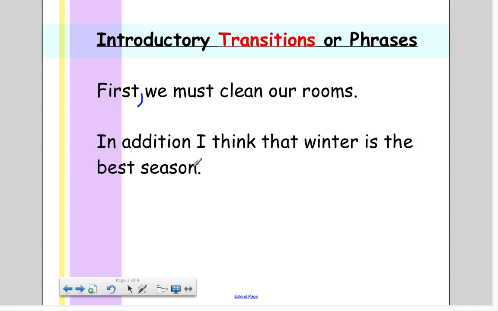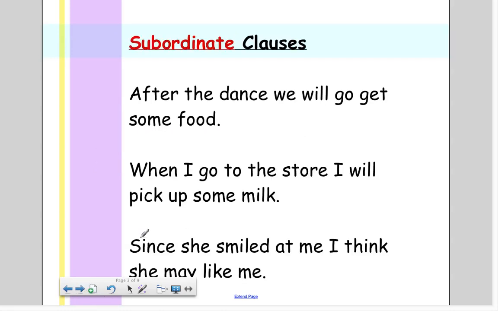Look at the second sentence. In addition, I think that winter is the best season. Again, you hear the pause right after in addition. Make sure in your notes that you put these commas in the sentences. Let's look at the next rule.